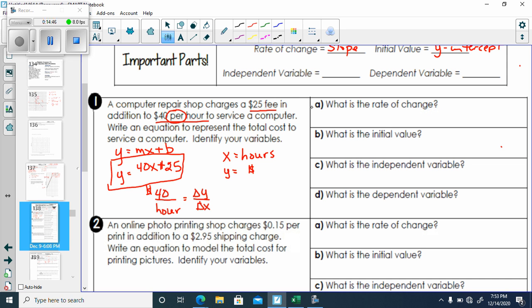Now, what is the rate of change? The rate of change here is $40 per hour, isn't it? What's your initial value? $25. That's what you're going to pay, even if they don't spend much time working on it. Independent variable and dependent variable. Which variable is dependent on the other? The total cost of this is dependent on the number of hours they spend fixing it, isn't it? Okay? So your dependent variable is your y. Your independent variable is your x. Okay?